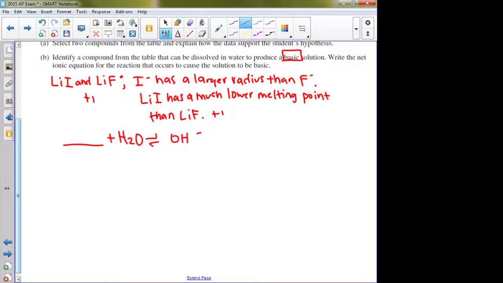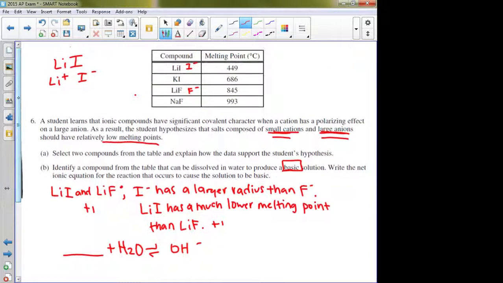Now, do y'all remember in your notes when we would look at something and determine whether it was going to make a basic solution or an acidic solution? I'll show you how we did it. Remember, we said Li is the cation, I negative is the anion, right? So which one's going to form the base? Li, right? Because it's going to combine with OH to make LiOH, and I negative would make what? HI. LiOH is what kind of base? We'll review this.